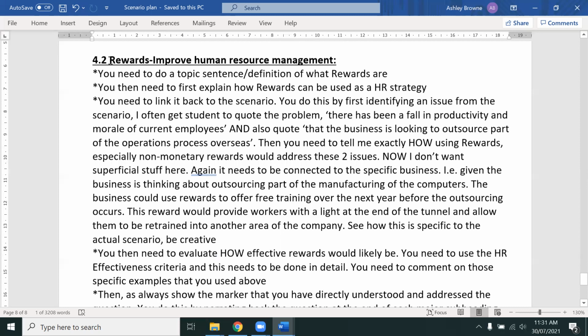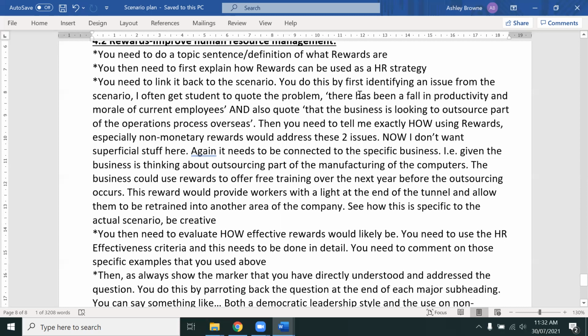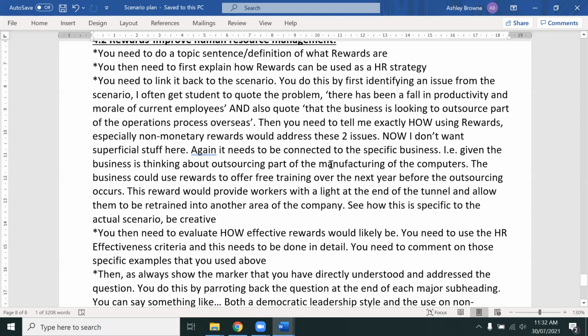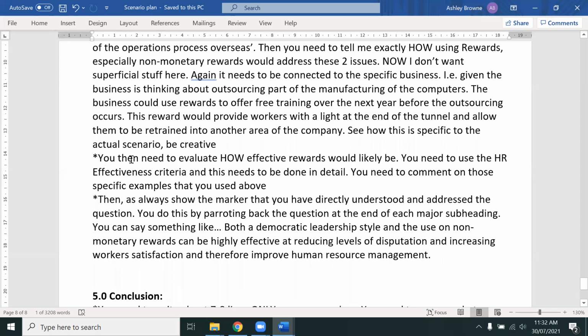Now, the last bit, 4.2, rewards. Improve HR management. And in particular, I want non-monetary rewards. So what are rewards? What's non-monetary rewards? Yeah. And now explain to me how non-monetary rewards can be used in an effective HR strategy. Again, link it back to the scenario, use these quotes, make those connections. Now, as I said before, you need to evaluate.